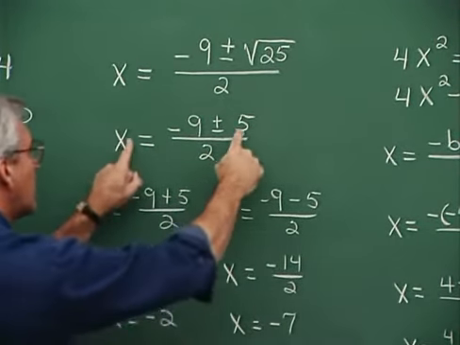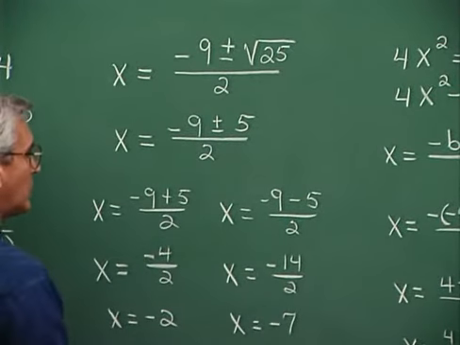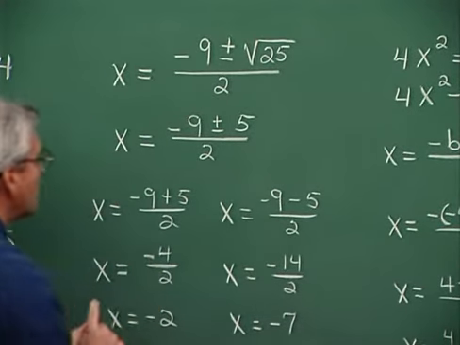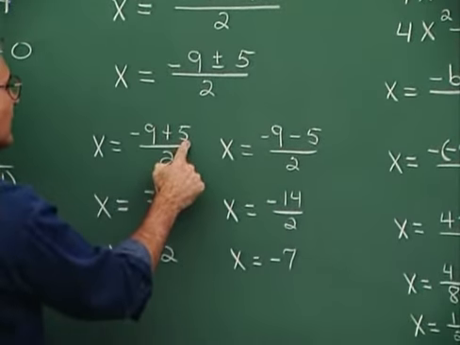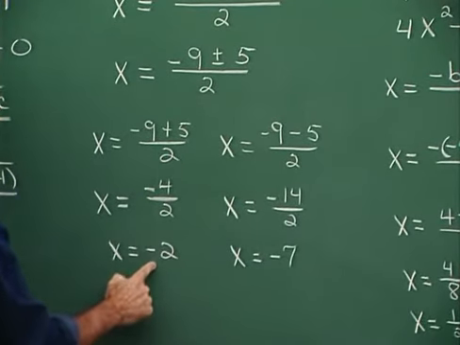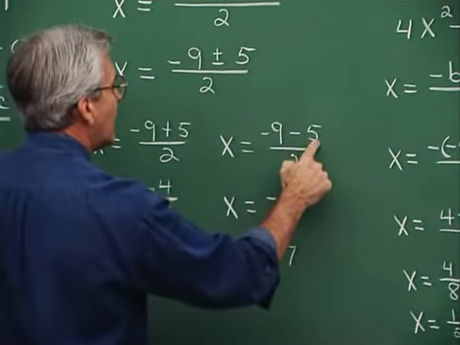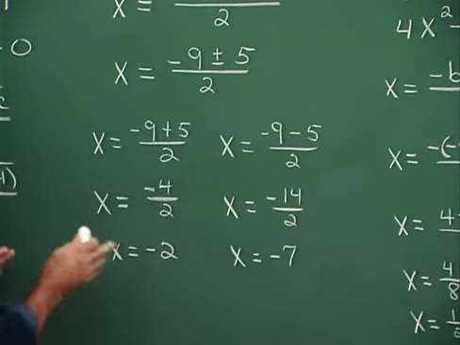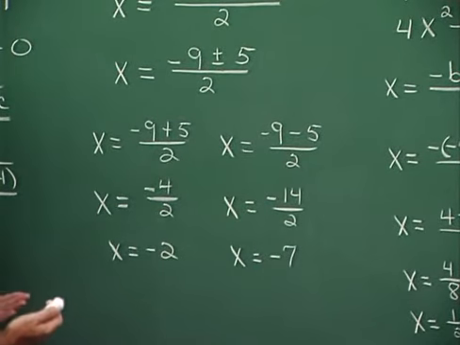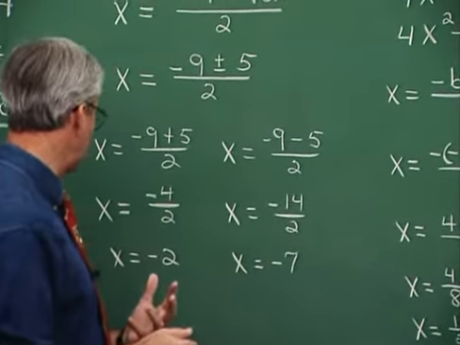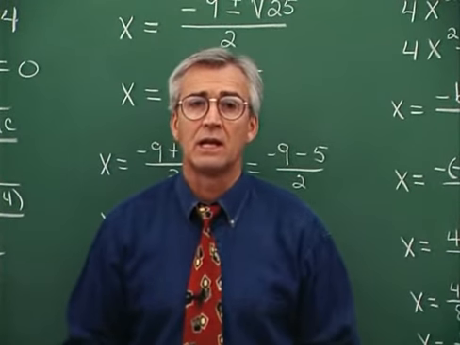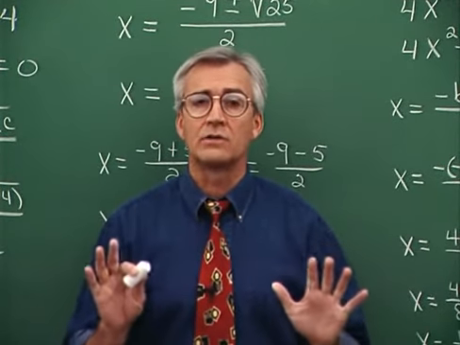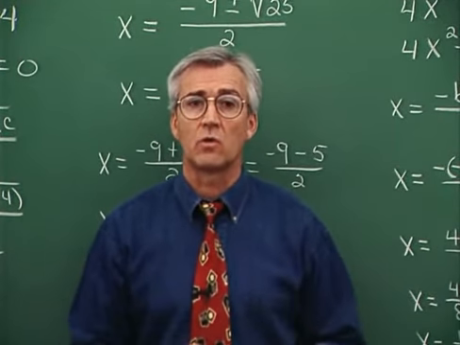We can split into those distinct two cases if we want to, or we can think our way through each one of them. But if we split into those two cases, it looks like this. Minus 9 plus 5 over 2 means minus 4 over 2 or negative 2. Minus 9 minus 5 over 2 means negative 14 over 2 or negative 7. Now, this particular problem was factorable from the beginning. We could have factored it into x plus 2 times x plus 7 and solved by factoring rather easily. But I think it's important to know that all kinds of quadratic equations can be solved using the quadratic formula.